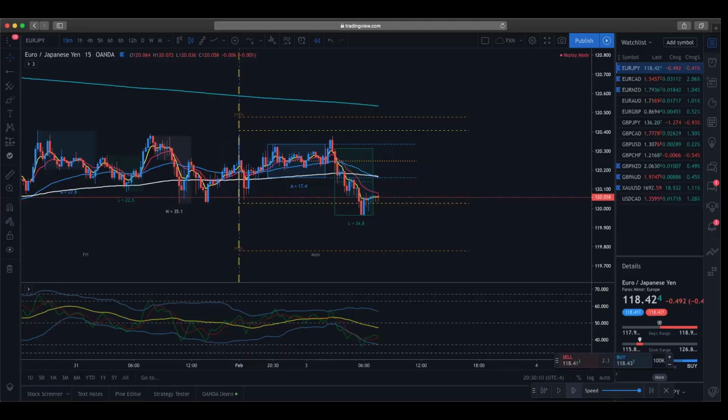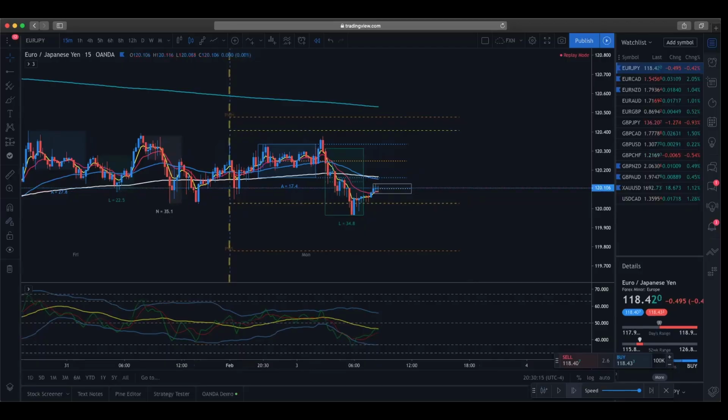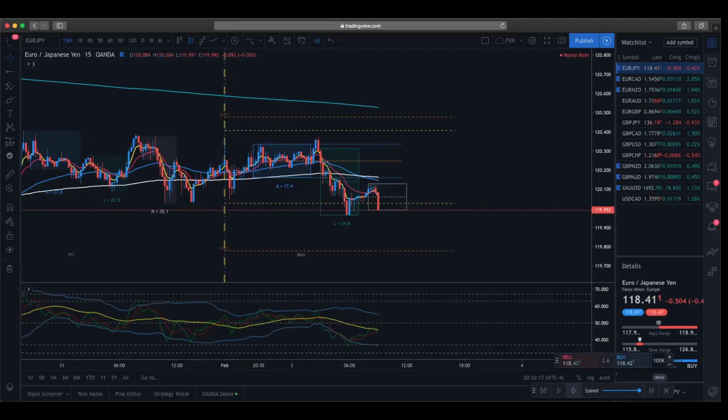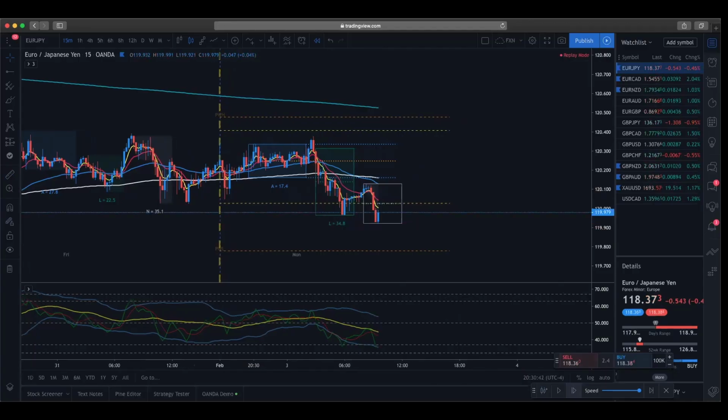So now we're about to go into the US session. Would you think of that like a continuation trade at all? You're only 13 pips above, so it's not really that far off the middle or the low of the range there. I think it's forming the next leg, the second leg here.